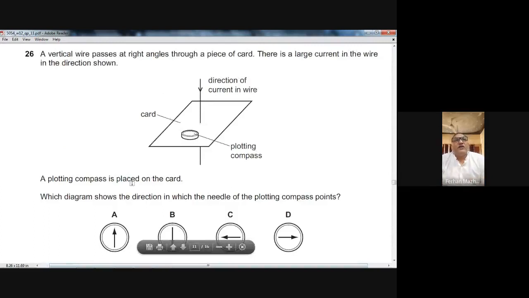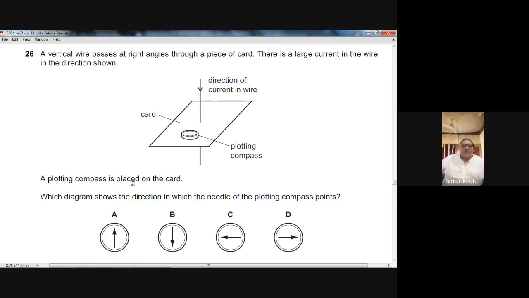So a vertical wire passes at right angle through a piece of card. There is a large current in the wire in the direction shown. The plotting compass is placed on the card, which diagram shows the direction in which the needle of the plotting compass points. You see the current is going downward.